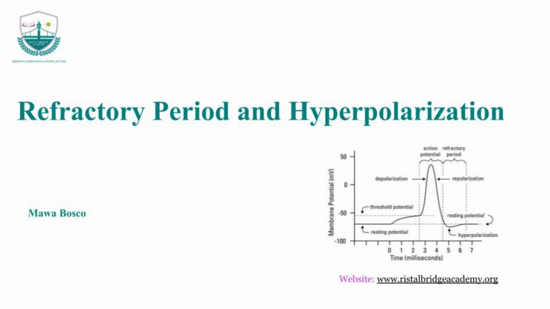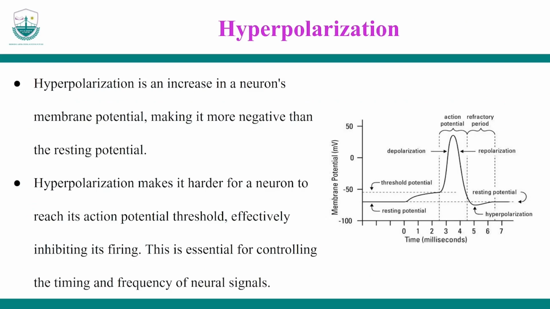Hyperpolarization is when the membrane potential of the neuron becomes more negative than the resting membrane potential. So this is the point here, that curve there that comes in is because of hyperpolarization. And this hyperpolarization is what makes the neuron not fire another action potential again immediately.